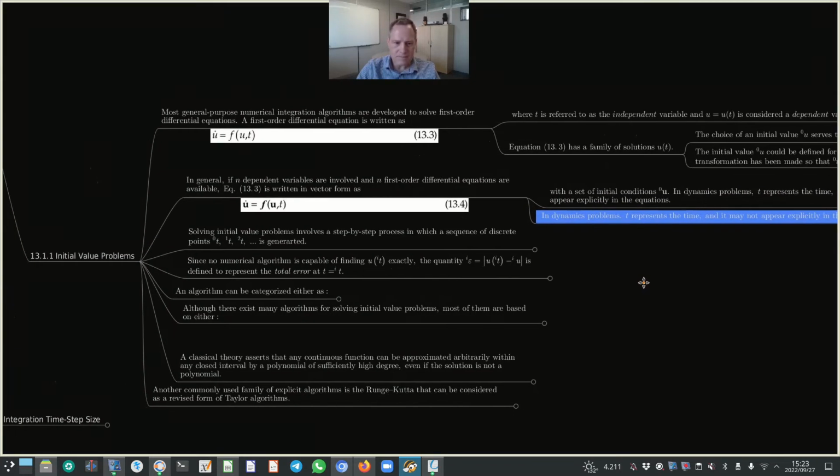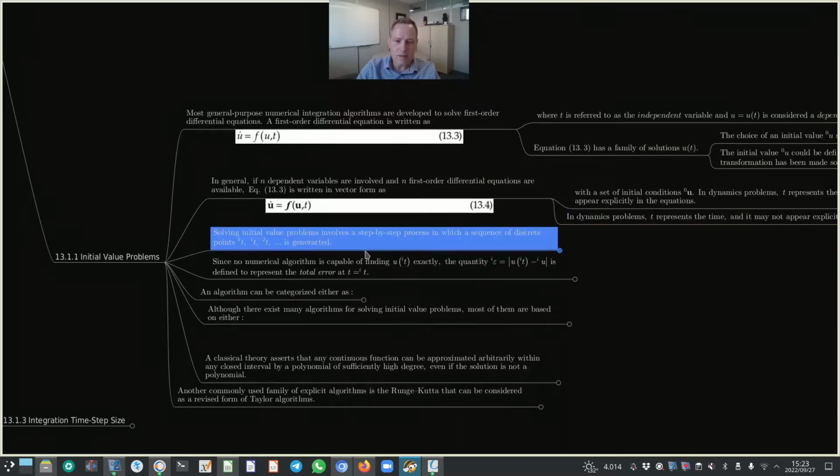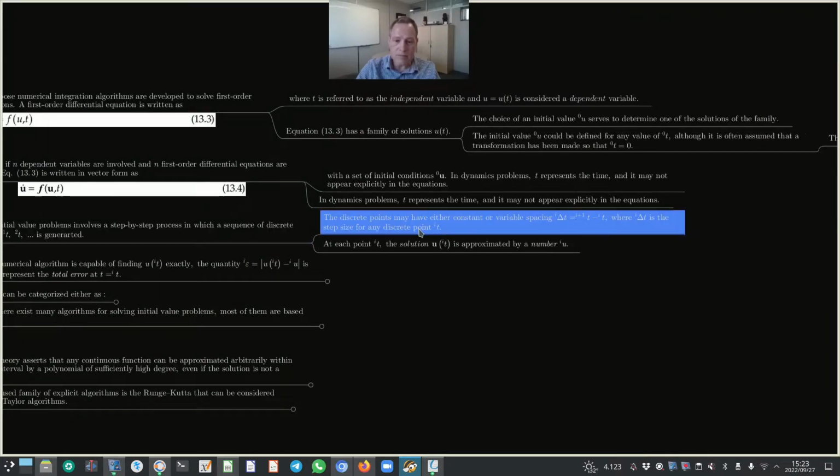Alright, so now solving initial value problems involves a step-by-step process in which a sequence of discrete points, t superscript 0, t superscript 1, t superscript 2, is generated. We can also say t0, t1, t2, etc. The point is we have a sequence of discrete points where we solve the initial value problems. Now the discrete points may have either constant or variable spacing. Delta t i equals time at i plus 1 minus time at instant i, where delta t i is the step size for any discrete point t i.